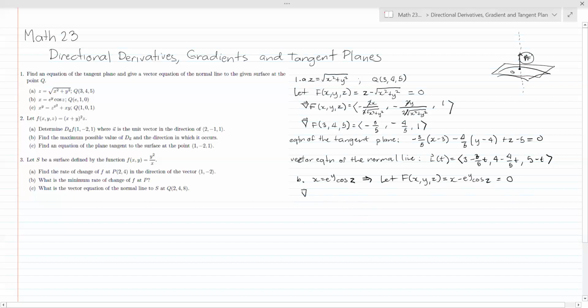So compute natin yung gradient ng f. This is equal to 1. Partial y is negative e to the y cosine z. Constant yung cosine z, pero derivative ng e to the y is itself. About sa partial z, constant yung e to the y, derivative ng cosine is sine. Okay? And evaluate at the point, anong point natin dito? E 1, 0.